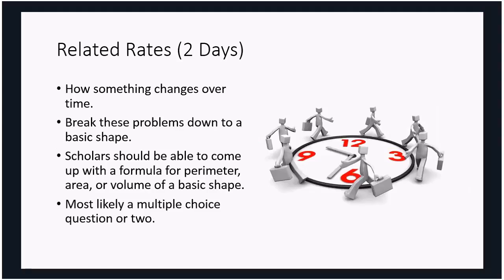Scholars need a little extra time to really internalize what related rates is about. I start off talking about related rates as something that changes over time. So the two things that we're going to put together are time and perimeter, volume, area, things of that nature. And how do things change as time progresses?